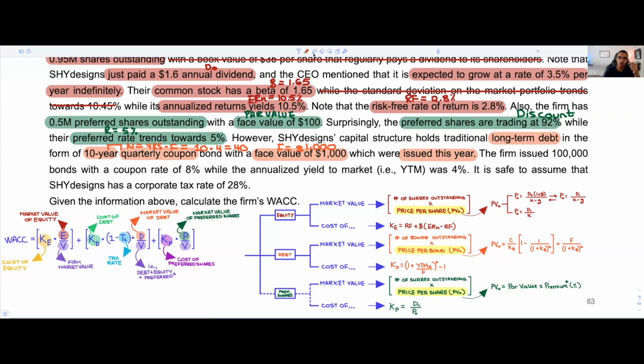So the reason why 100,000 bonds is relevant to us is because we know if we go into our flow chart and we look at the market value of debt, the number of bonds issued or outstanding is crucial. In this case, we need that because we want to solve for the market value of debt.